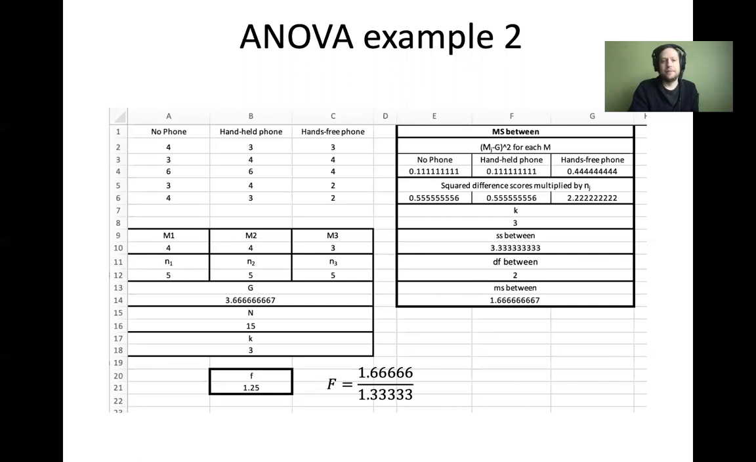If that happened, if we had 5 4s here, 5 4s here, 5 3s here, the MS within would be 0, reflecting the fact that there would be no variability on average within each condition. All the numbers here being the same as their mean would produce an MS within of 0.